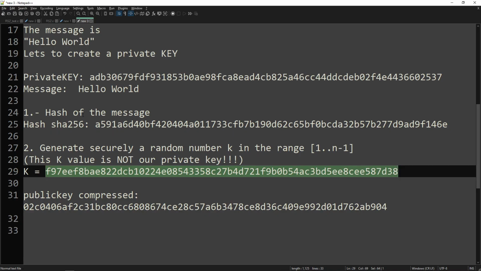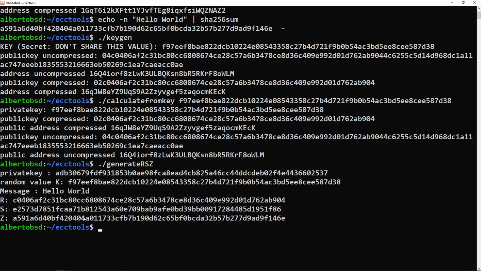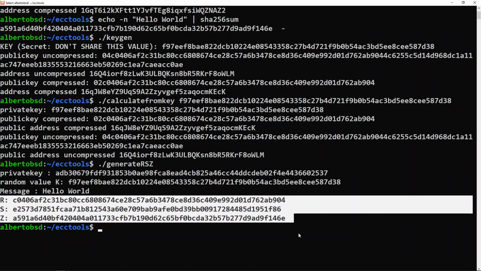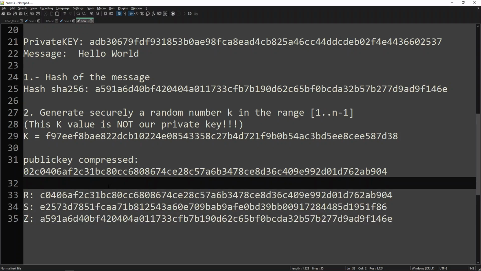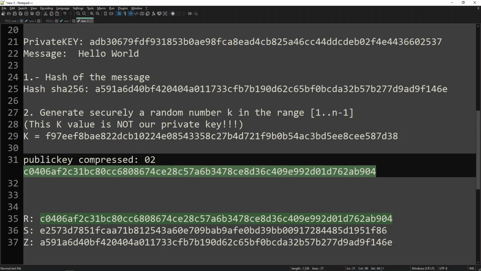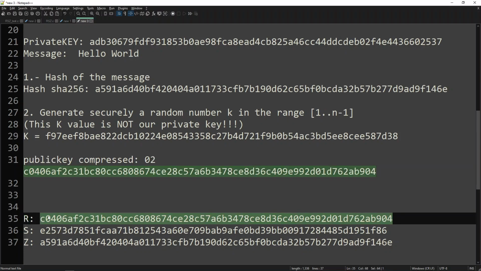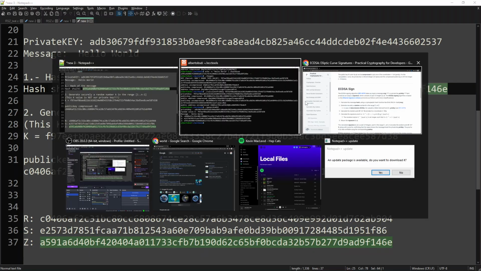What is the message? The message is hello world. Okay, this program also calculates the air value. Let's copy this to our Notepad++. Okay. Check. The public key without the prefix 02 is the current air value. Also, the seed value is the same that we previously calculated with this command.